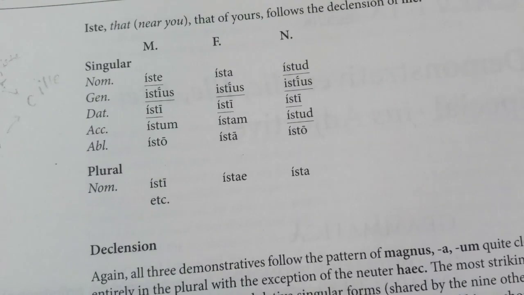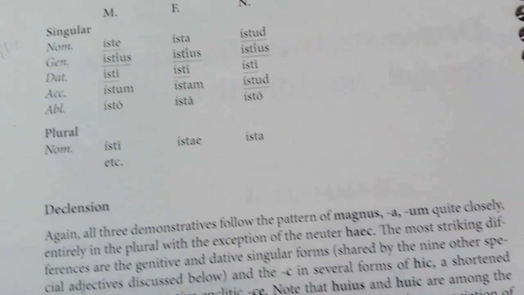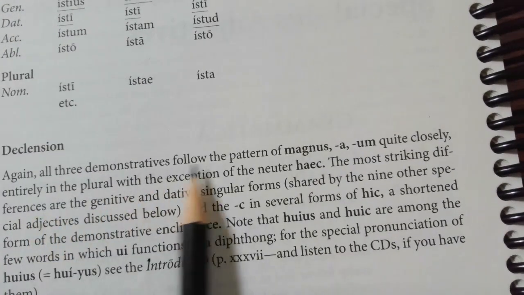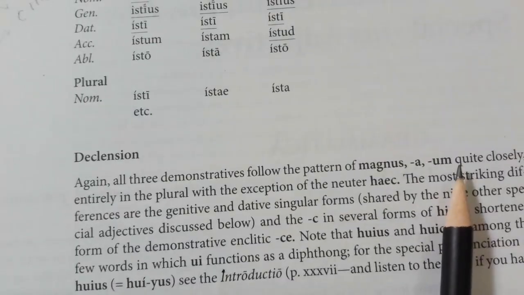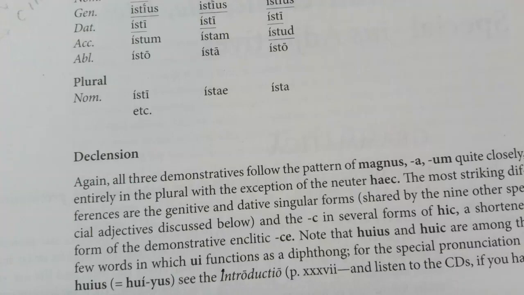So if iste is being used as a substantive pronoun, like that man, iste, instead of saying ille, that man, iste has that connotation that is probably not the best man, okay? All right, so let's go on here. Keep that in mind, all right? So again, all three demonstratives follow the pattern of magnus, basically true with exceptions. We've talked about that, right?